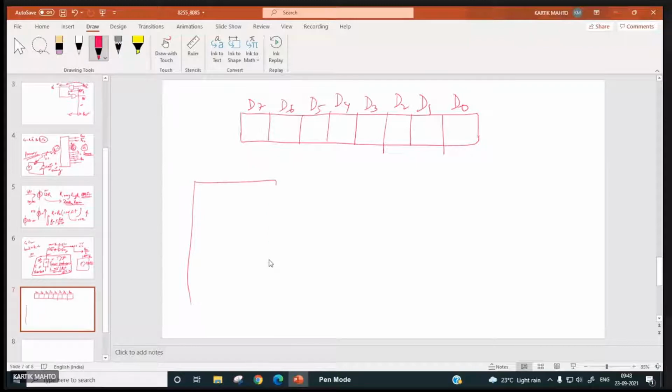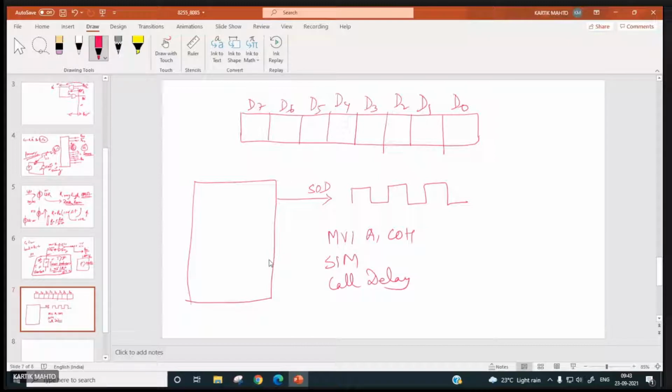You remember this program we wrote, no? Program for generating square wave on SOD pin, serial output data pin. Here we generated square wave like this by writing what? MVI A, C0H, SIM, right? Call delay. MVI A, 40H, SIM, call delay, and then JMP back over here.